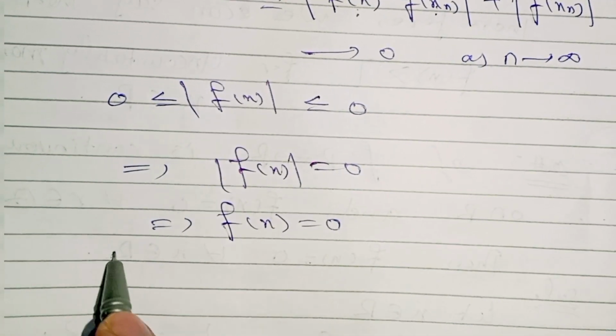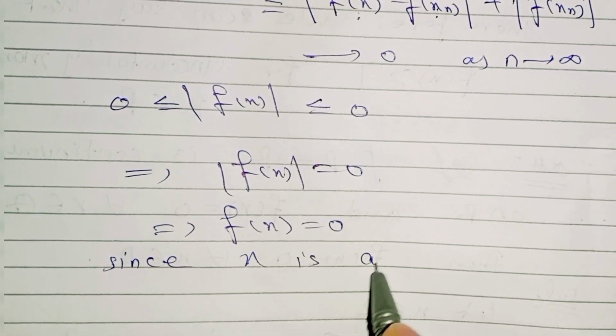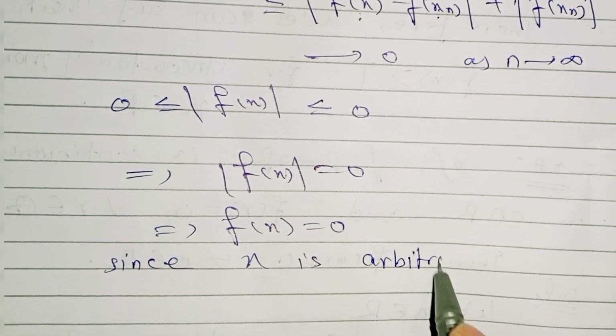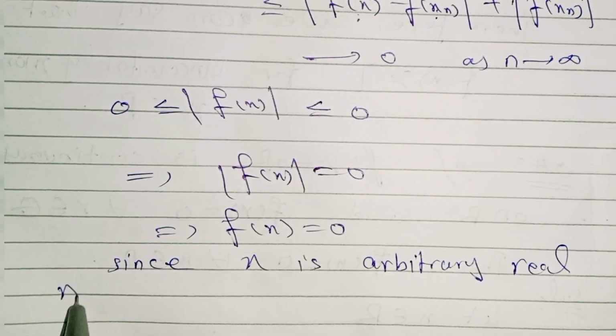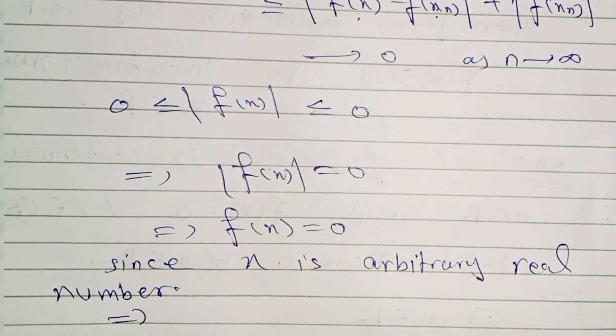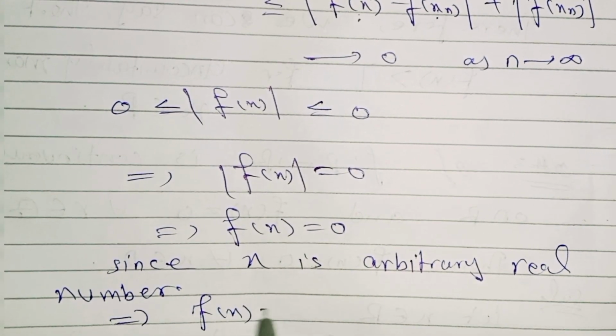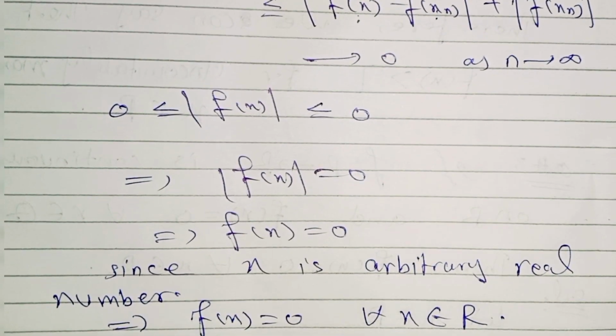Since x is an arbitrary real number, this implies that f(x) is equal to 0 for all x belongs to R as required.